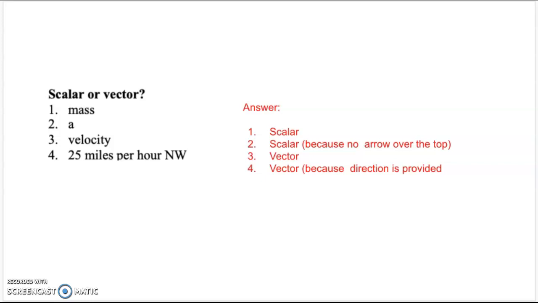Number 3, velocity, how fast you go and the direction. The direction would make it a vector. And 25 miles per hour northwest would be a vector simply because the direction, northwest, is provided.